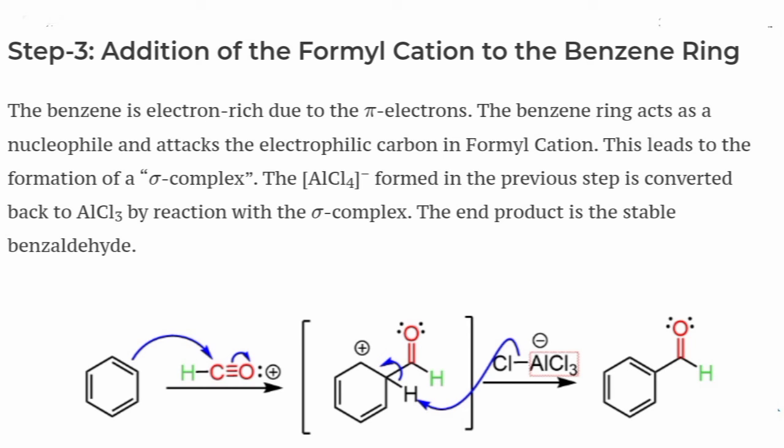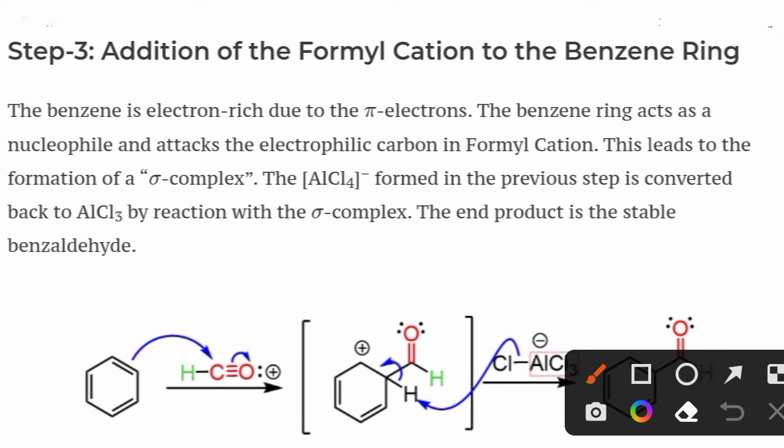During this step, one of the double bonds gets converted into a single bond, and these free pi electrons from the aromatic ring share with the carbon of the formyl cation to form a C-C bond between them. Let us see how this step takes place.